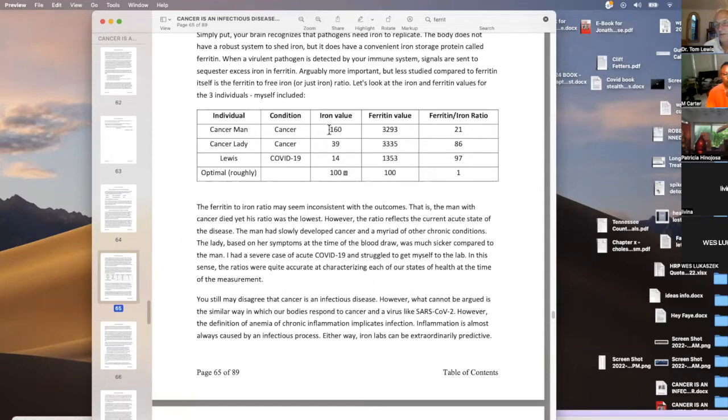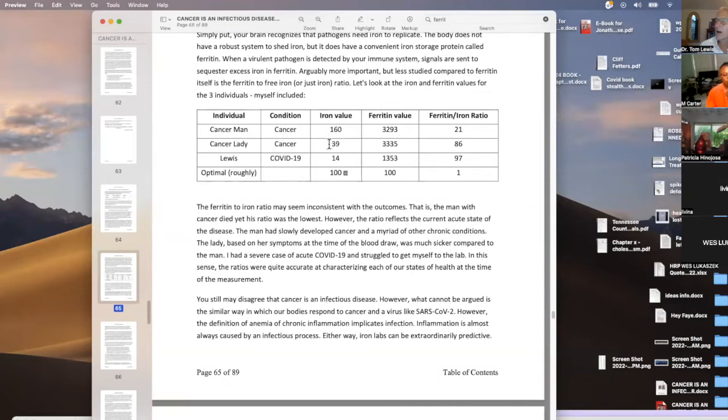Obviously, it's anemia of chronic infection because he has cancer, it's an infectious disease. But what I then started looking at is the ferritin to iron ratio, and his was 21. Now, this guy had very slowly progressing cancer. He was much older, way down the curve. It's kind of like a slowly growing prostate cancer where you're not super sick. Whereas this lady had a very aggressive form.